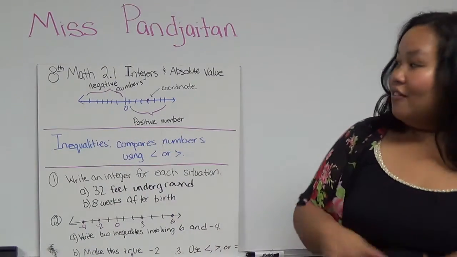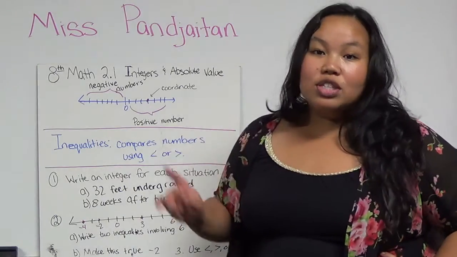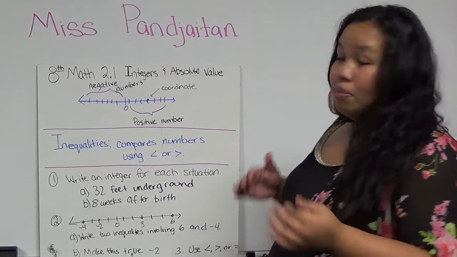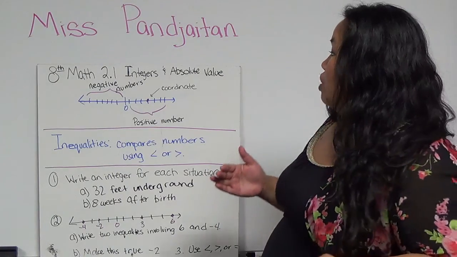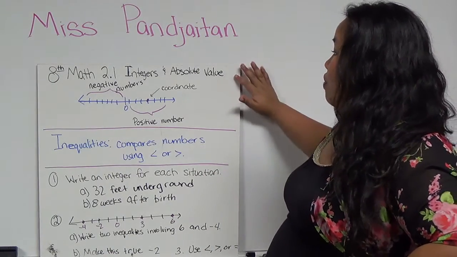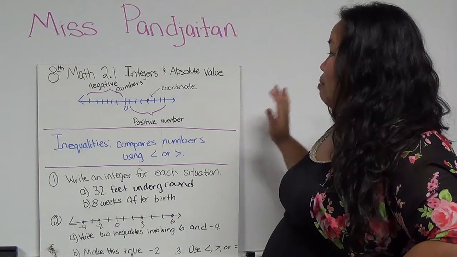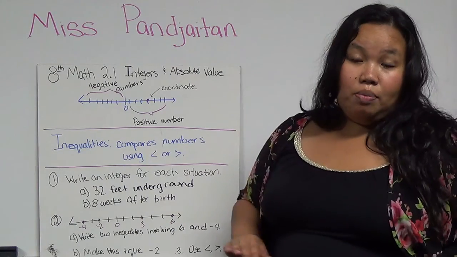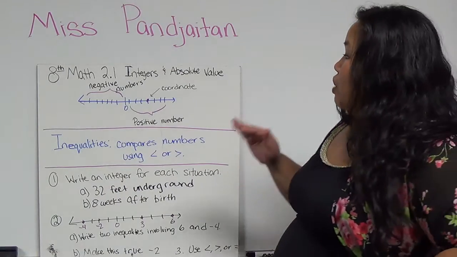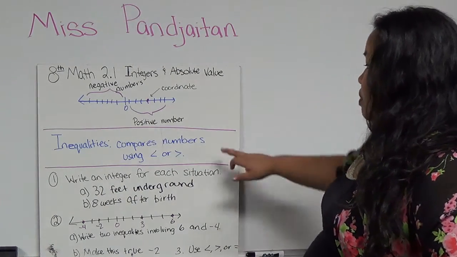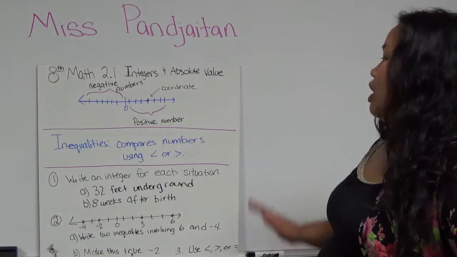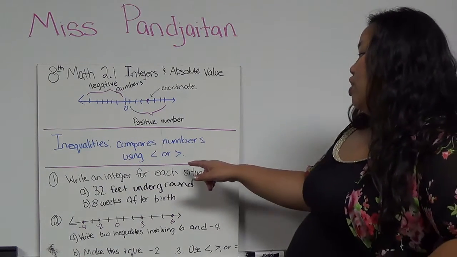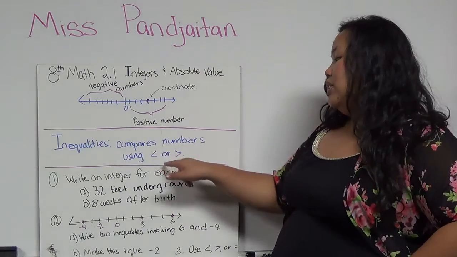So in 8th grade math section 2.1, we're dealing with integers and absolute values. Integers are basically whole numbers, and absolute value basically means the distance from 0. We'll get into that, but first we're going to deal with inequalities down here. An inequality compares numbers using a less than or greater than sign. Okay, so this is less than or greater than.